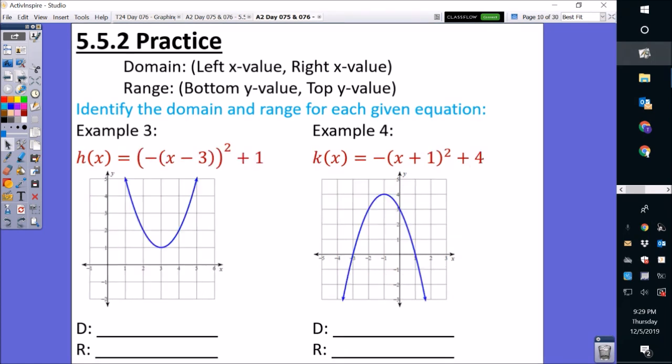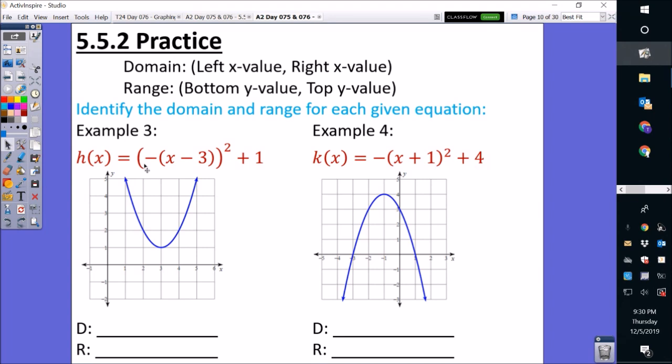Moving on to example 3. Now, example 3 is h of x equals the square root of negative x minus 3, and then plus 1. What's different with example 3 is that we have a negative inside the outer parenthesis. That means it's going to be a reflection across the y-axis. So let's see how a reflection plays out in terms of domain and range compared to examples 1 and 2.